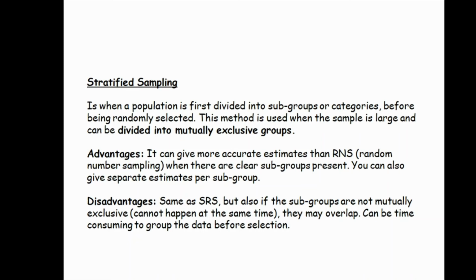Now, disadvantage, same as simple random sampling, but also if the subgroups are not mutually exclusive, if they cannot happen at the same time, then they can overlap. So for example, if I'm wanting groups of gender and then all of a sudden I'm wanting groups of people who wear glasses and don't wear glasses, obviously there's going to be issues between those two. It can also be very time consuming to group the data before selection. So again, that's one disadvantage you may face.